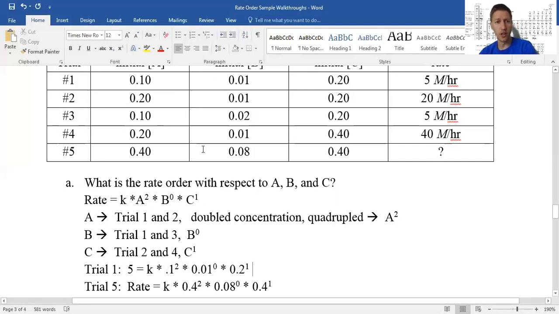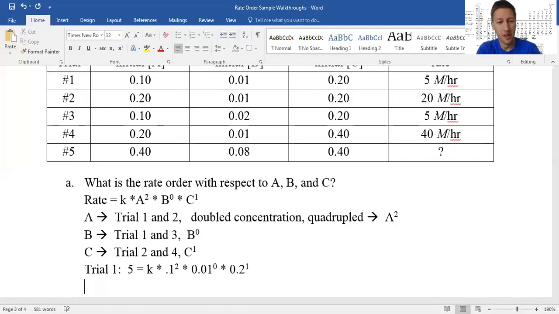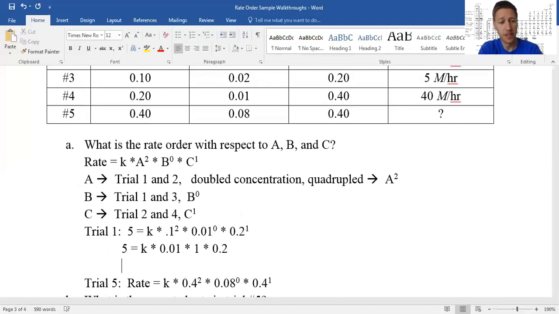So I'm going to real quick go ahead and solve for this one here. So 0.1 squared is 0.01. 0.01 raised to the 0th is 1. So 5 equals K constant times 0.01 times 1 times 0.2. The first is itself. Go ahead and get my calculator here. 5 divided by 0.01 times 0.2, put that in parentheses. K constant for this reaction as given, 2,500. This is the K constant.